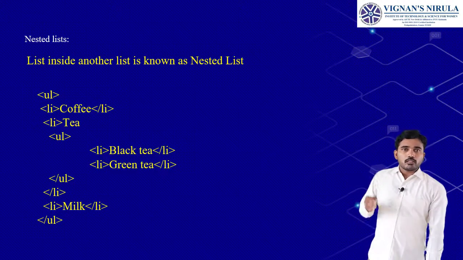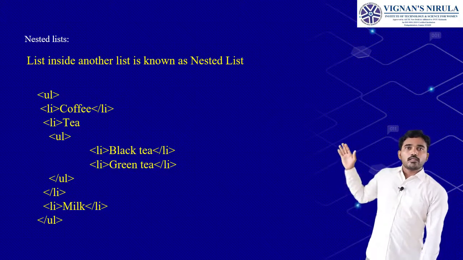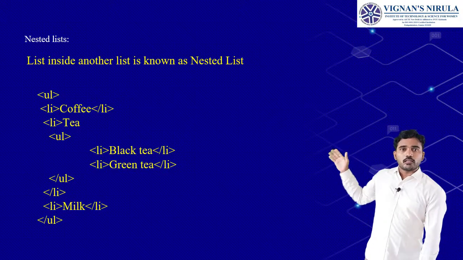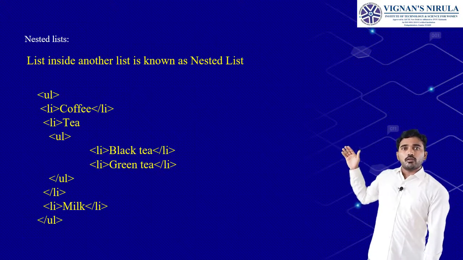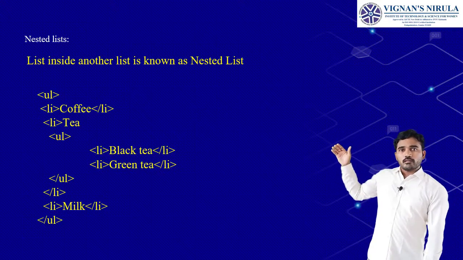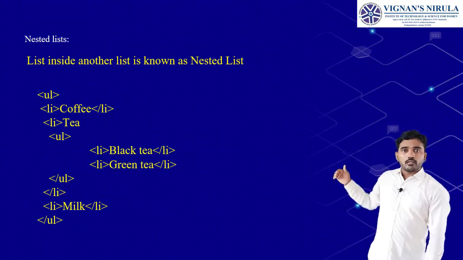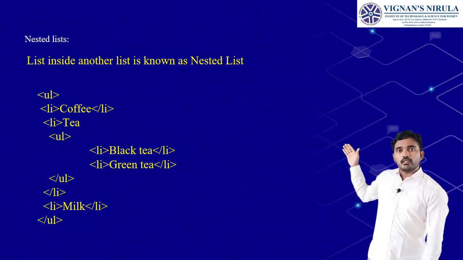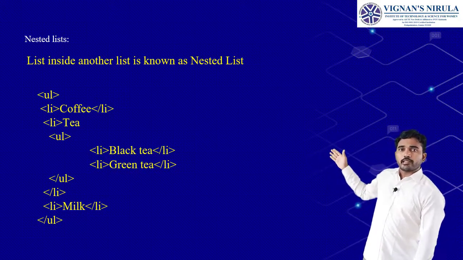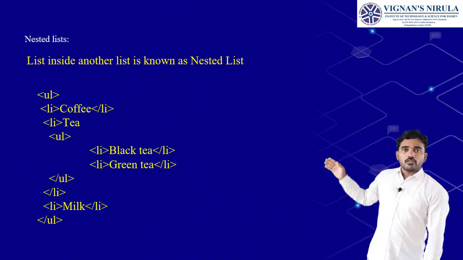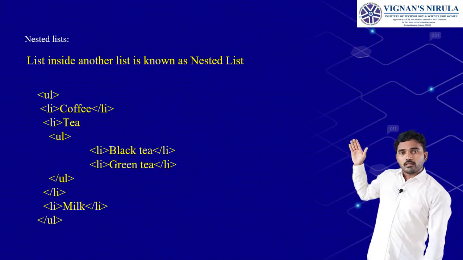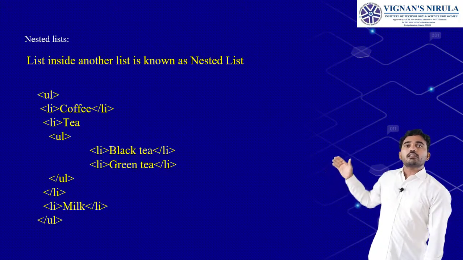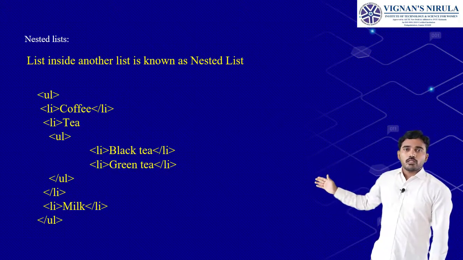So here the first list item I have started is coffee, and then the next list item I have started is tea, and again I have started another unordered list within it, where it contains the two types of tea, that is black tea and green tea. And as usual I have closed the UL and then closed the LI, and then I have used the third list item, that is milk, and closed the UL.